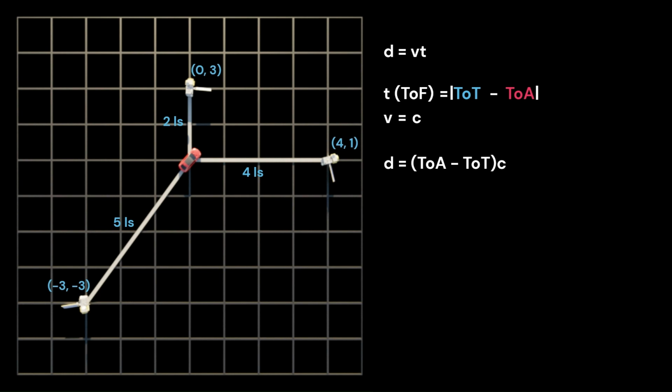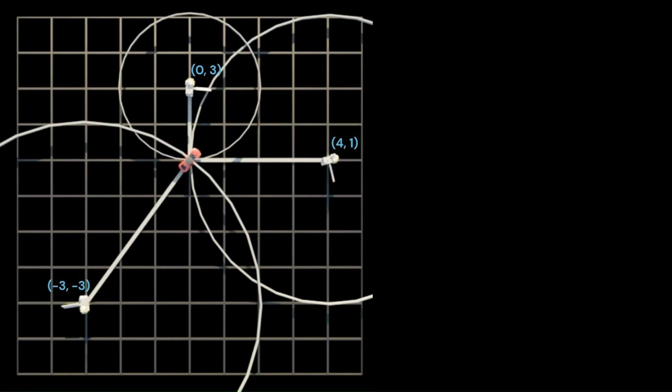The distances are then used to construct 3 circles, with them being the radii and the satellites being the origins. The point of intersection happens to be the only point that is 2 units from this satellite, 4 units from this one, and 5 units from this one. This means that the point of intersection must be the location of the car. But wait a second. We may have pinpointed the location of the car, but we still don't know its exact coordinates.